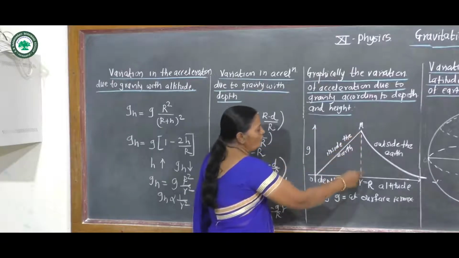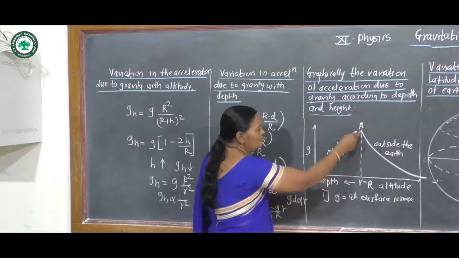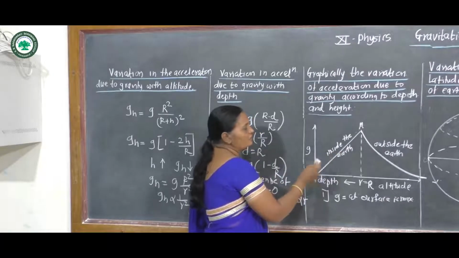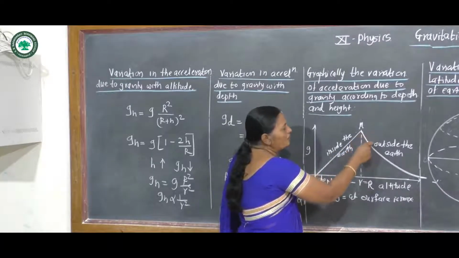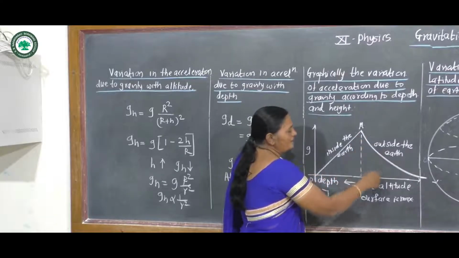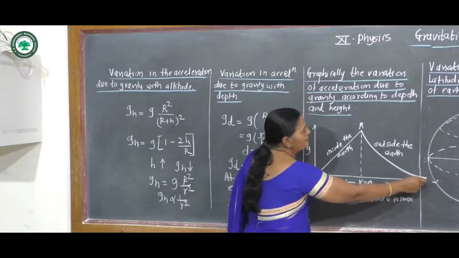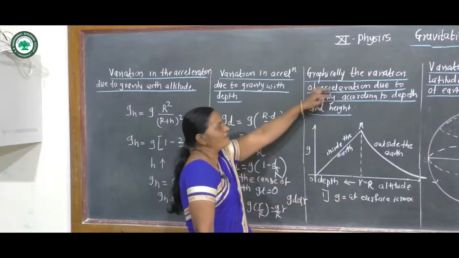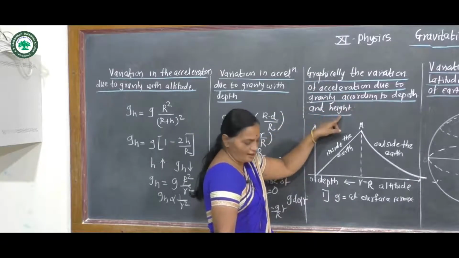Now as we go toward depth, g decreases, and lastly at the center it is 0. Again, when we go to height, as height increases, the acceleration due to gravity decreases. This is the graphical representation of acceleration due to gravity according to depth and height.